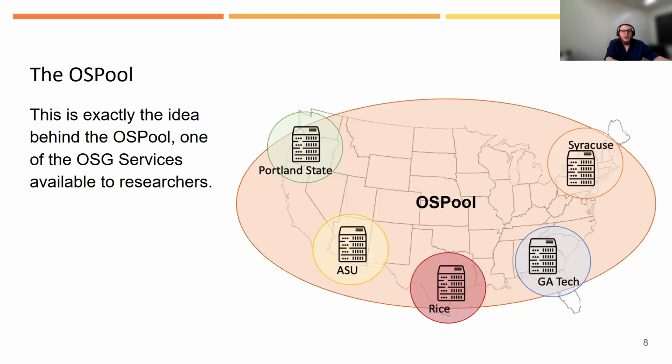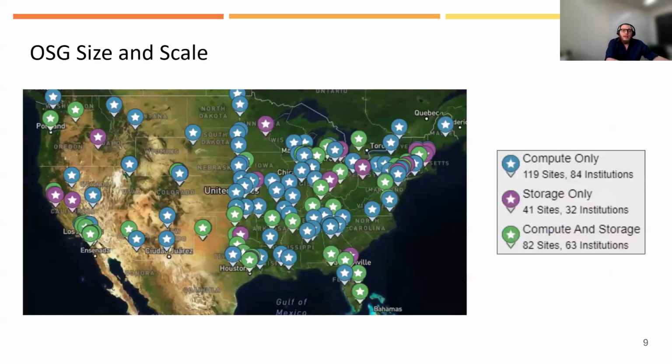So the OSPool is this collection of institutions who are contributing time on their compute resources to an HTCondor pool that any researcher in the country can get access to, and be able to run their jobs pretty much anywhere in the country. There are a lot of contributing sites. Most of them are contributing compute power of some sort. There's a handful that are only contributing storage, but those are pretty useful in the context of the OSDF, as we're about to discuss.